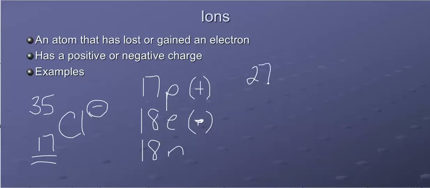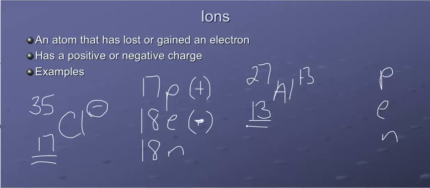Let's look at another example. 27 13 Al plus 3. Number of protons, electrons, neutrons. Well, protons, bottom number, 13. That's easy. Aluminum is number 13. 13 protons. Electrons. Overall, it's got a positive 3 charge.